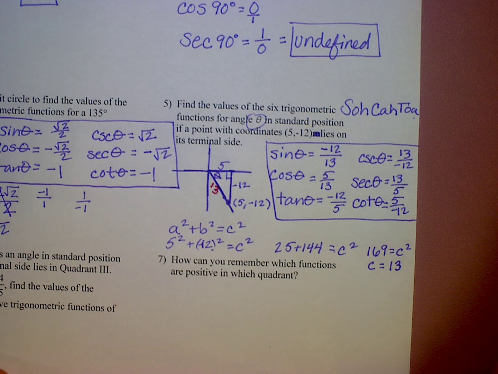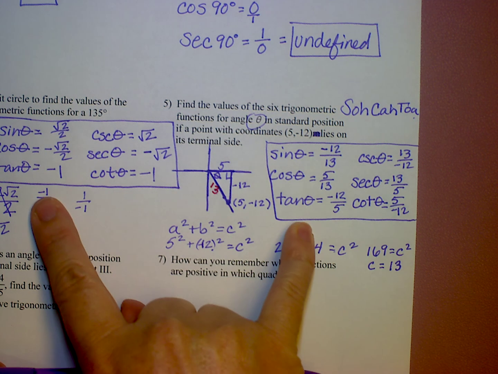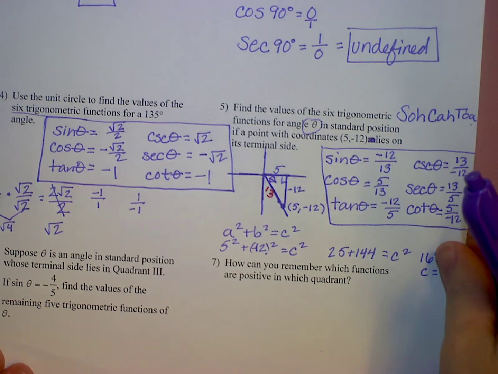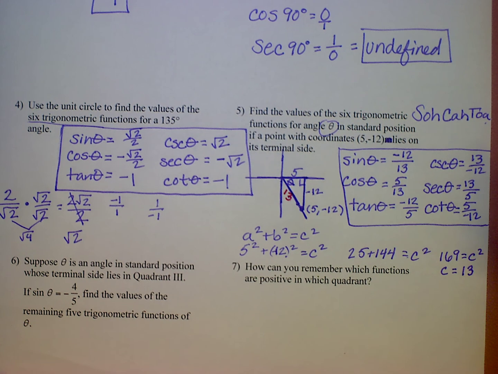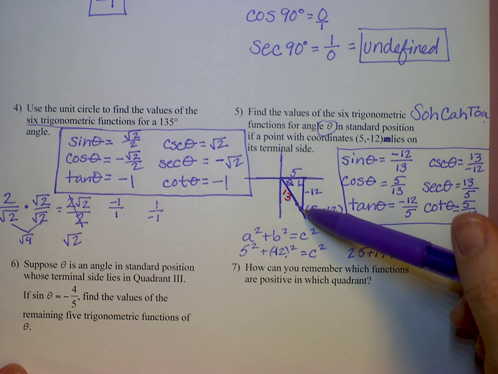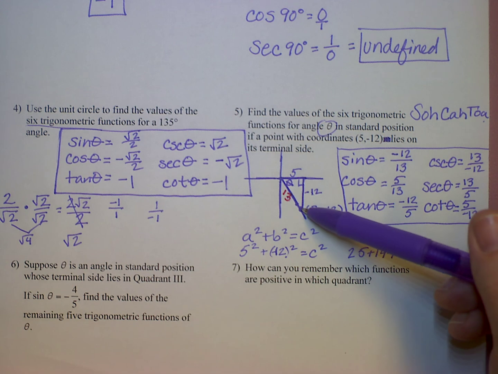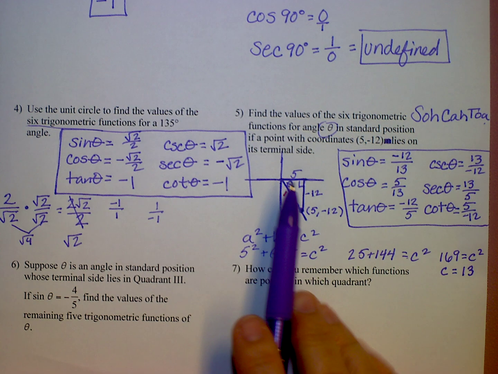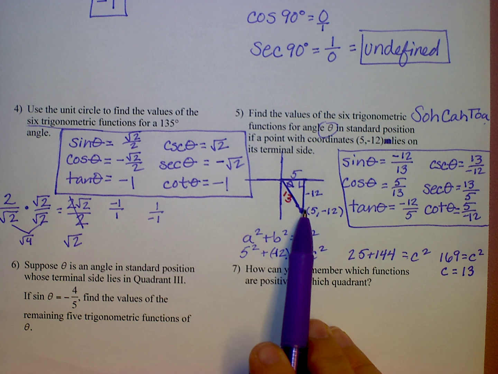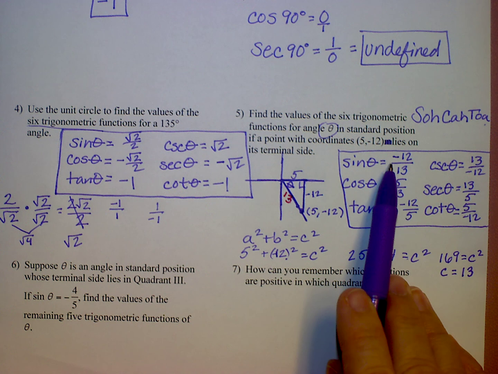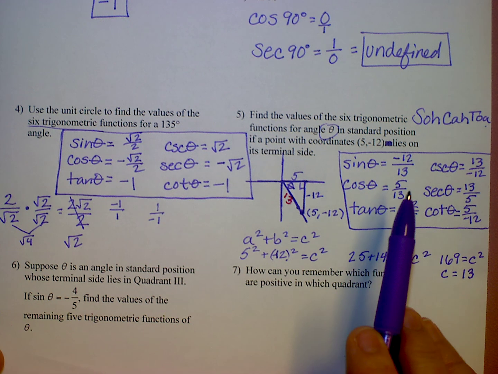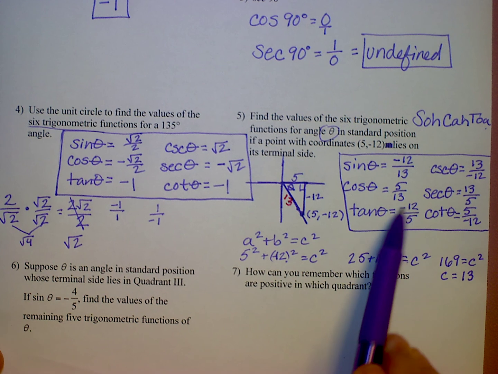Now, one thing I'm hoping that you're noticing from these is some values are positive and some values are negative. And what is it that determines what is positive and what is negative? Well, what determines positives and negatives is where that terminal side lies. This terminal side was in the 4th quadrant, so my x values are positive, my y values are negative. And then when I put a negative over a positive, I end up with a negative for tangent.